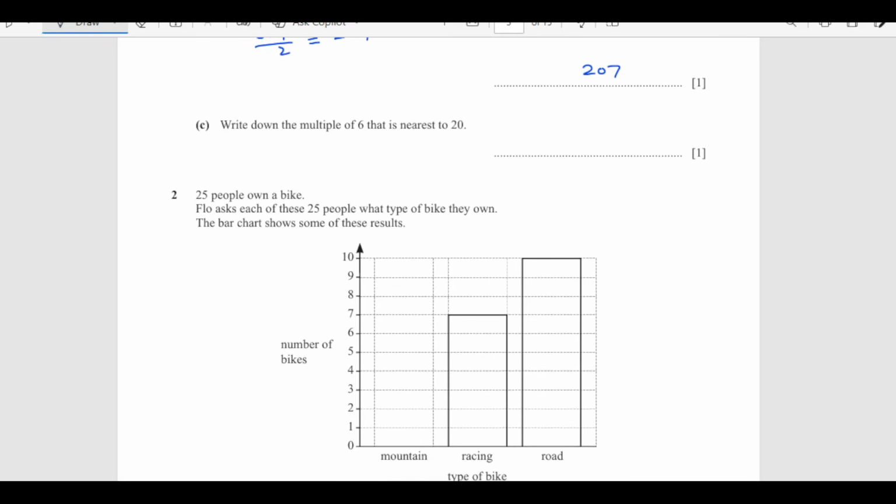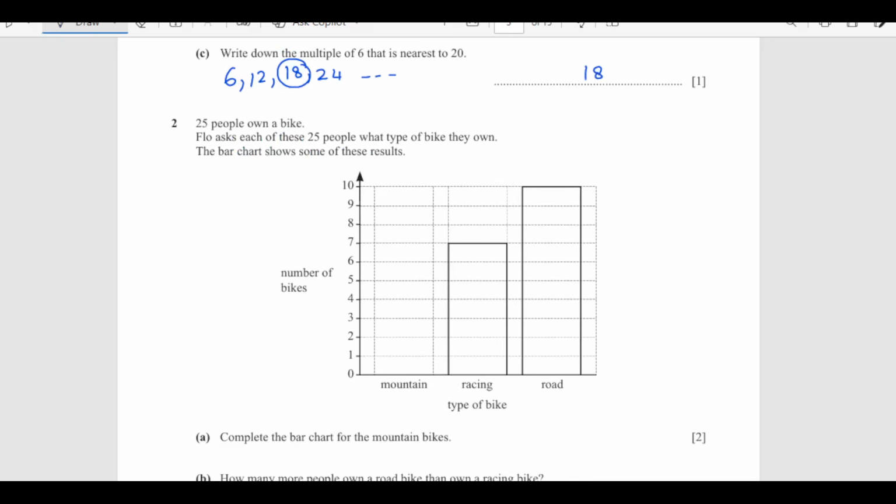Write down the multiples of 6 that are nearest to 20. So multiples of 6 are 6, 12, then we have 18, and then we have 24. So if you see, the nearest one here is 18, so we will write down 18 here. The difference between 18 and 20 is the minimum compared to other multiples, right?